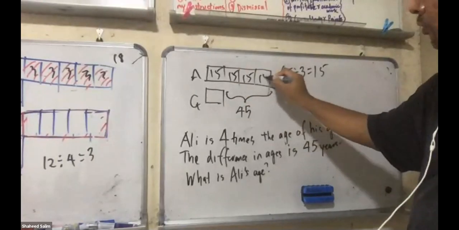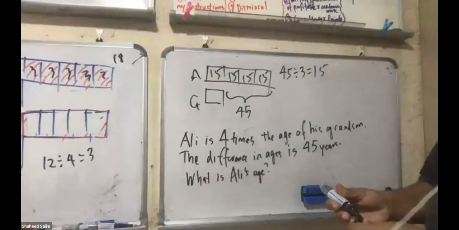Three units is 45 years old. 45 divided by 3 is 15 years. So this is 15, 15, 15, 15, 60. Yeah? Okay, now we do the next one.